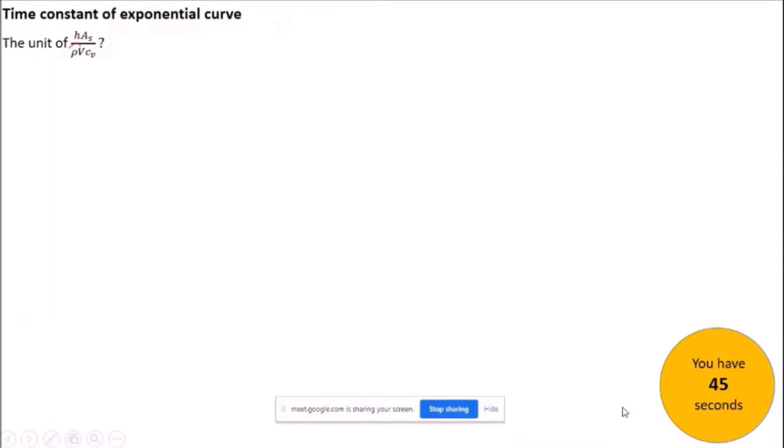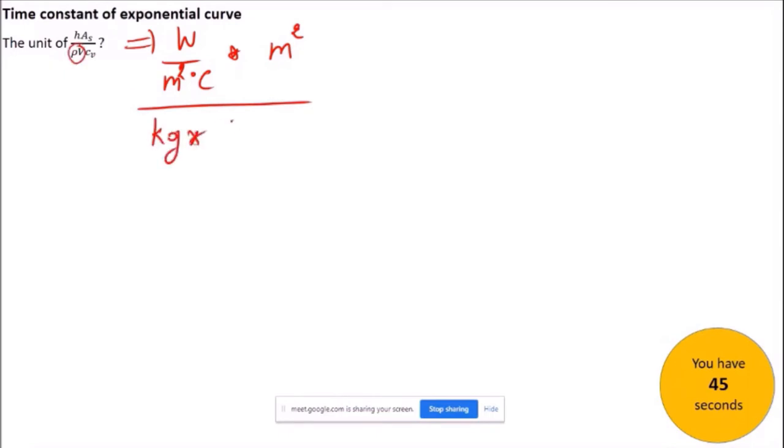Firstly, let's start with h. h has unit of watts per meter squared degree Celsius, multiplied by As. As has unit of meter squared. Divide by rho V, which is mass. It has a unit of kilogram, multiplied with Cv. It has a unit of joules per kilogram degree Celsius.